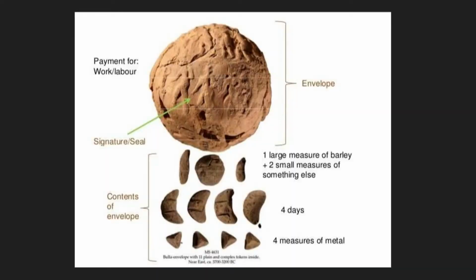This example is of a payment for work or labor. It is signed by the sender, and the tokens are found inside. Here, the tokens represent 1 large amount of barley, 2 smaller amounts of an unknown, 4 days, and 4 measures of metal. Now, it is unknown whether or not the day tokens represent how many days of work or how long until the payment arrives.